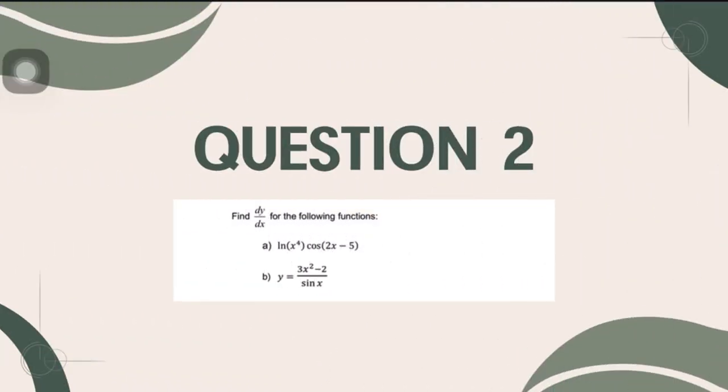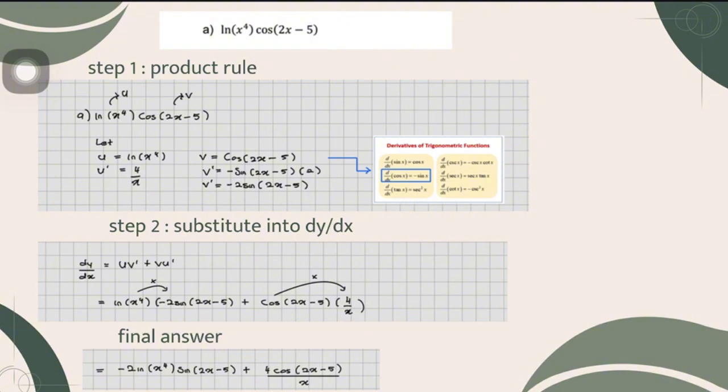For question number 2, find dy over dx for the following function. A. y equals (ln x^4)(cos(2x minus 5)). For this question, we can use the product rule, where (ln x^4) will be u, then cos(2x minus 5) will be v.